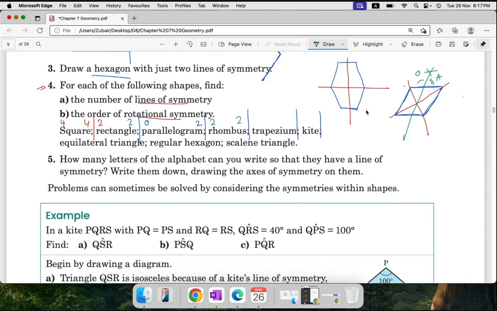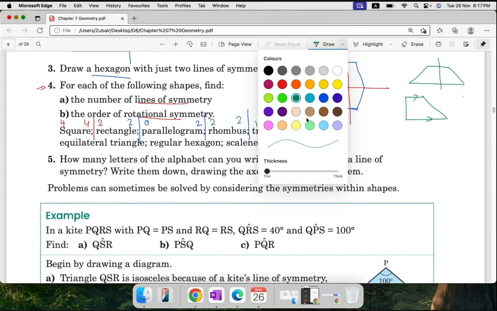Now trapezium. I think the question is actually unfair, we may have different types of trapezium. This is trapezium having no line of symmetry and order of rotation 1. And if I draw isosceles trapezium, it may have one line of symmetry. So let's consider that we are talking about this isosceles shape. So there is one line of symmetry and one order of rotation.